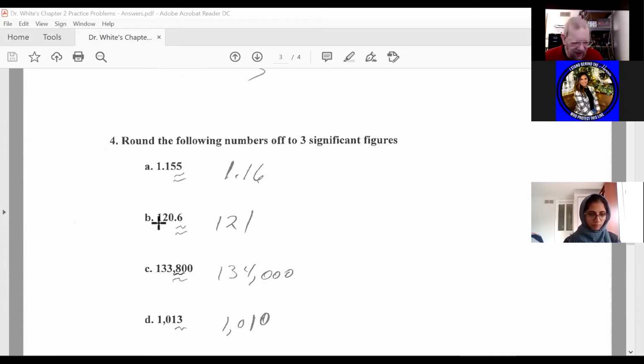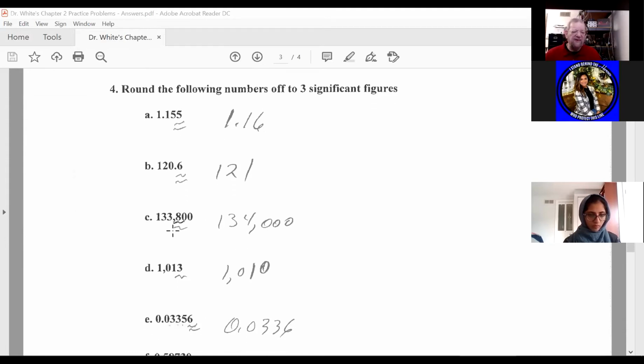Here, round it off to 3. Keep the 1, keep the 2. This 0 is significant, it's confined. And then the number to round off is 6. You drop that because it's past the decimal, and the number in front you increase by 1.